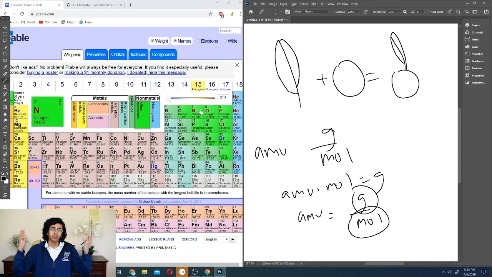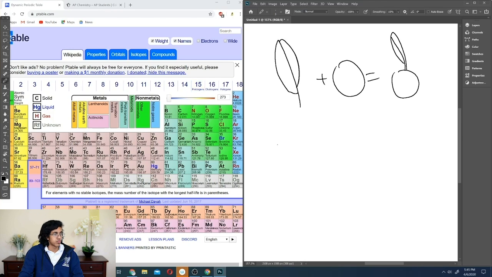If your answer is in grams, multiply by moles. If your answer is a mole, then you have to do grams over moles, and then you get moles. Okay, quick examples. Let's say we have like 25 grams of calcium.